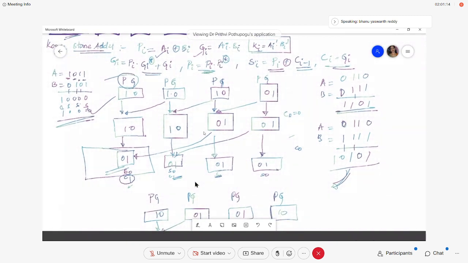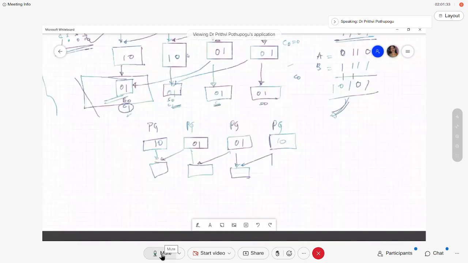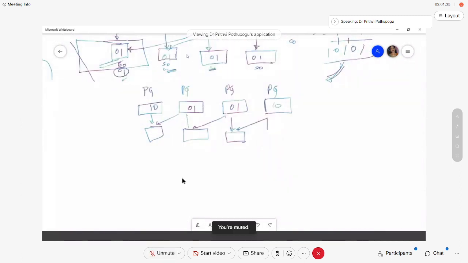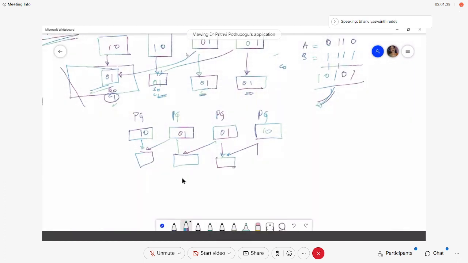First, we decide the parameters: the XOR of A_i and B_i. Generate is the AND operation, and propagate is the XOR operation. That is the way I have taken it. That is the first guiding equation for us.